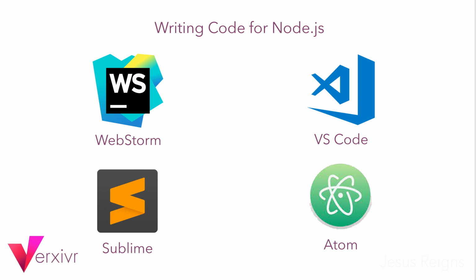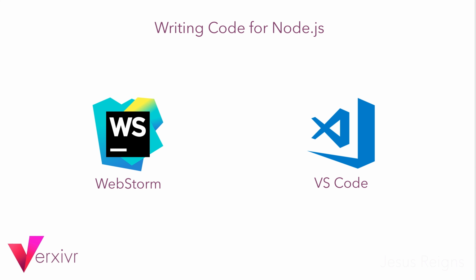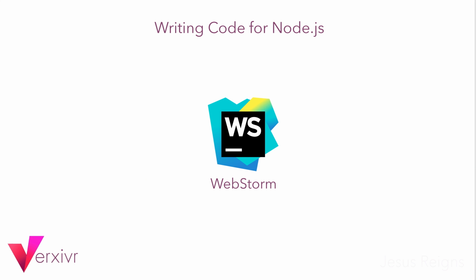The next step of being able to develop Node.js apps requires us to have some sort of code editor to be able to write JavaScript code to build our apps. There are four main contenders: WebStorm, VS Code, Sublime Text, and Atom. And they are all capable in terms of developing for Node.js. Personal preferences aside, we would be using WebStorm for this course.